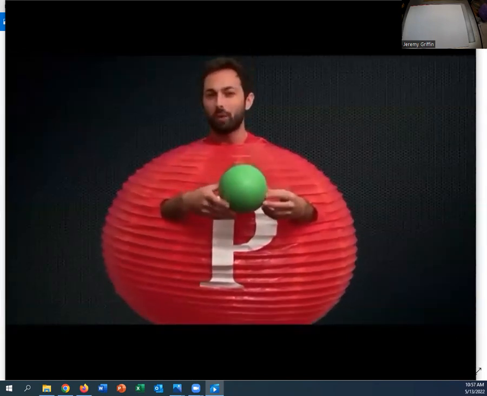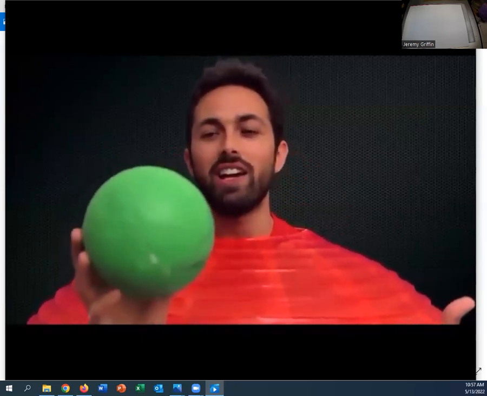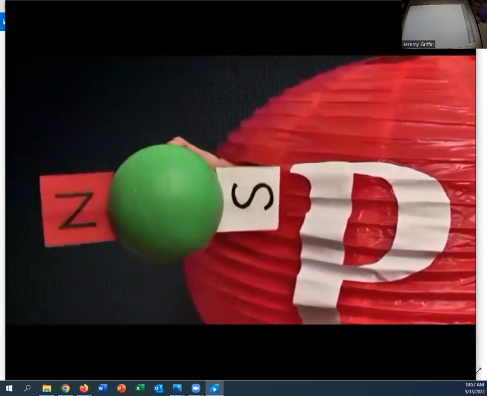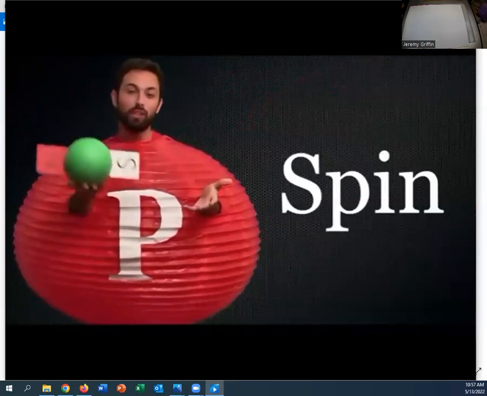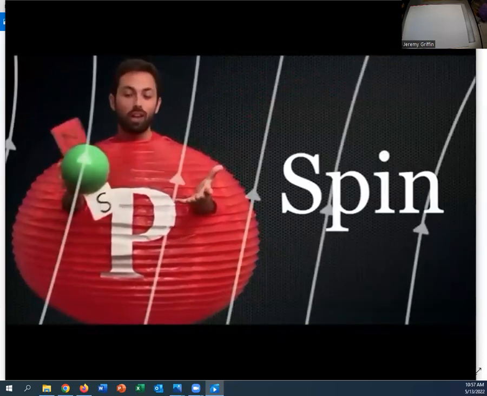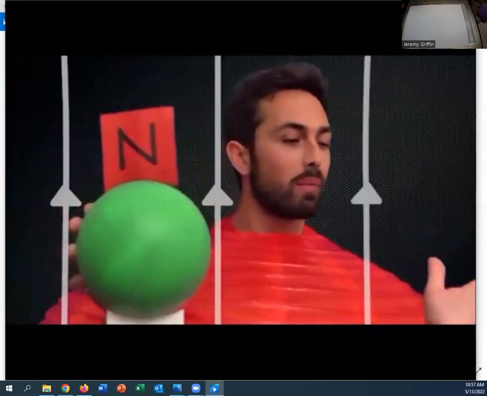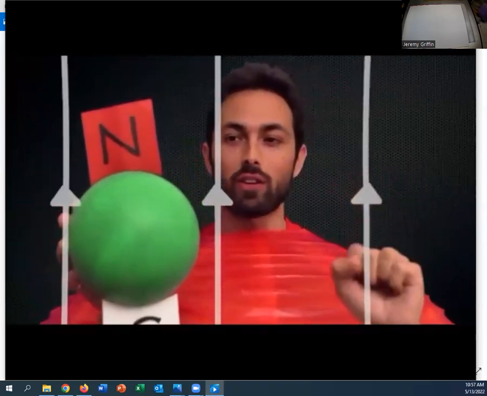But how does that work? Well, all electrons have magnetic fields, so they're basically like tiny bar magnets. And this property is called spin. If you place them in a magnetic field, they will align with that field, just like a compass needle lines up with the magnetic field of the Earth.